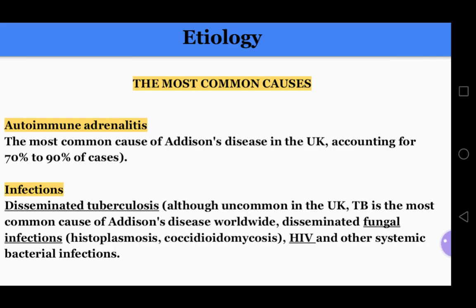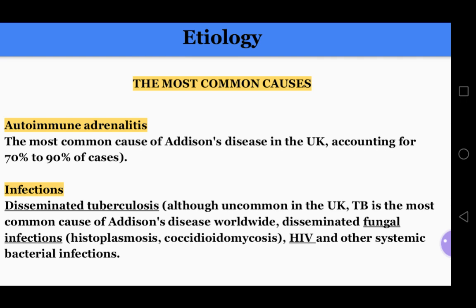Etiology. The most common causes are autoimmune and infections. Autoimmune adrenalitis is the most common cause of Addison's disease in the UK, accounting for 70 to 90% of cases. Infections include disseminated tuberculosis. This is an uncommon cause in the UK, but it is the most common cause of Addison's disease worldwide.